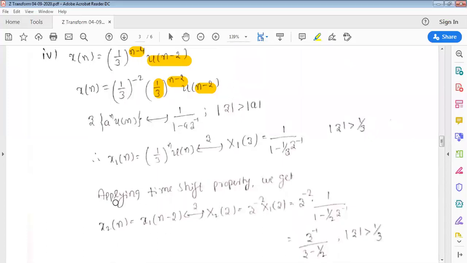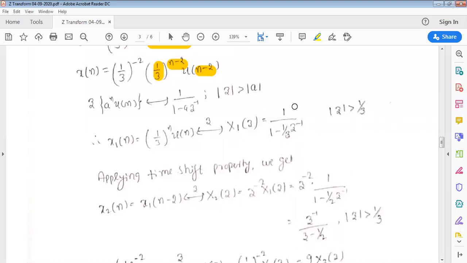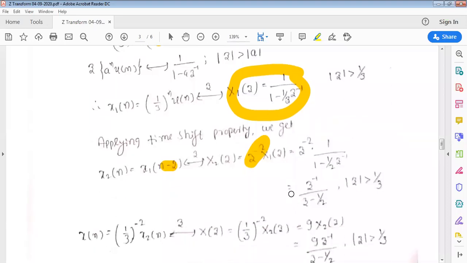Now what I will do, I should apply the time shift property. So x2 of n is nothing but x1 of n minus 2. So that is time shifted by 2 time units. So x2 of z is equal to, what I will do, I'll retain the old z transform x1 of z, but I'll multiply with z power minus 2. Because you are shifted by 2, I'll multiply by z power minus 2. That is z power minus 2 into 1 by 1 minus 1 by 3 z raised to minus 1. Once I do this one, see here, I'll multiply and divide by z. I'll get z power minus 1 by z minus 1 by 3.